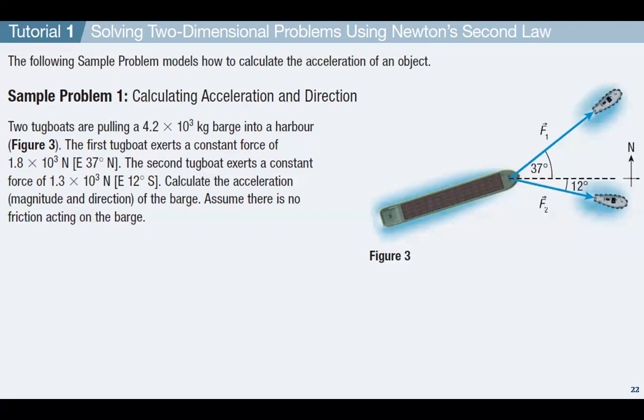Can you calculate the acceleration, which includes both magnitude and direction, of the barge? Assume there is no friction acting on the barge. All right, I'll give you 10 minutes to think about this question, and then we'll have a look at the solution together, okay?